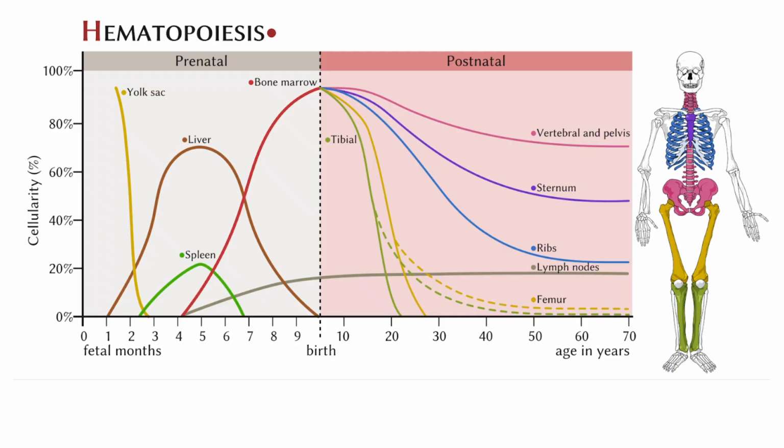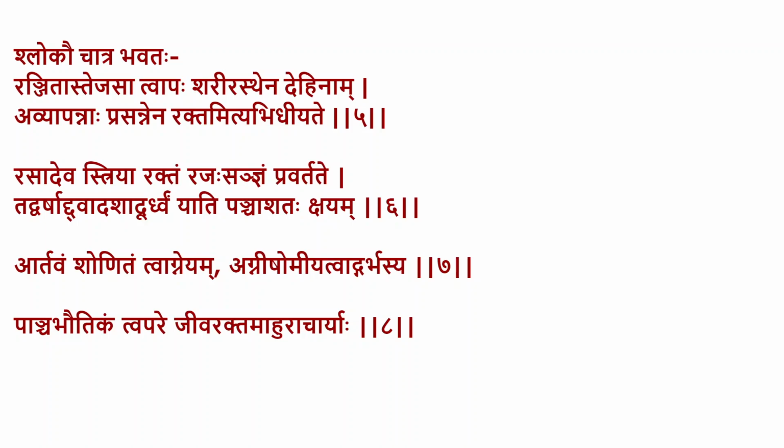Now, this addition of that reddish color adds the Taijasa function to the Rasa, or makes it the Rakta as such. The word Rakta itself has the meaning of a reddish color. Ranjita tejasatvapaha sharirasthena dehinam avyapanaha prasannena raktam ityabhiliyate. Now, that Saumya rasa, when it is added with that hemopoiesis or oxygen carrying capacity, that is considered as rakta. So you may now say blood, but when we say blood, we do not make out this difference.